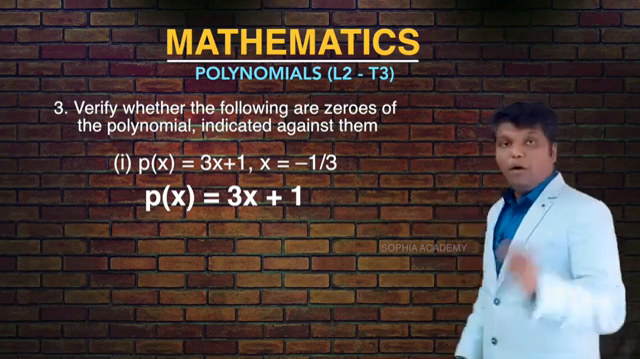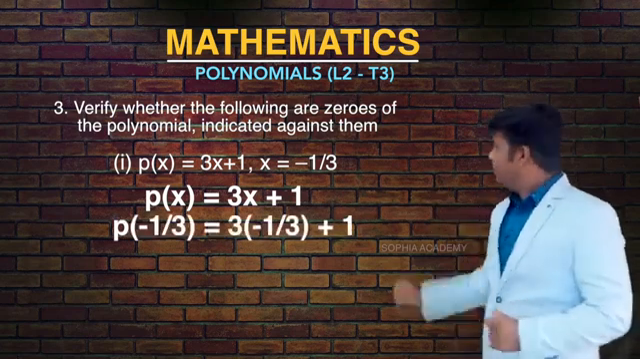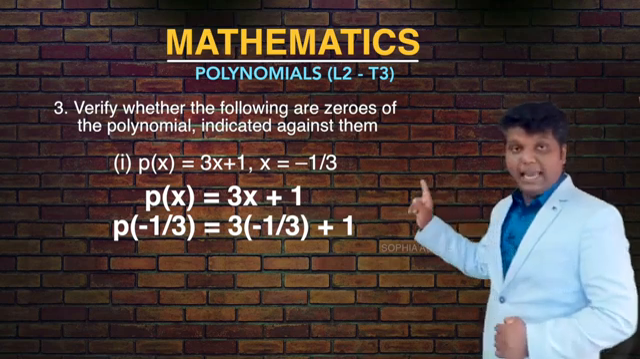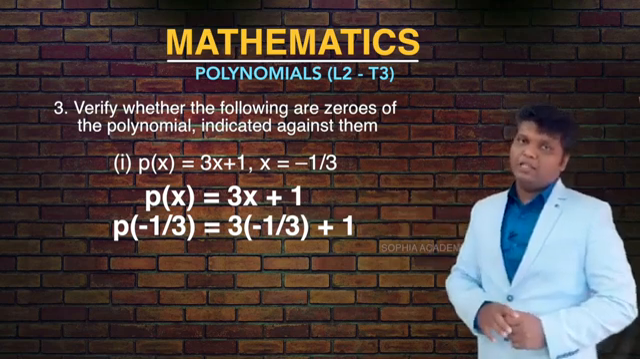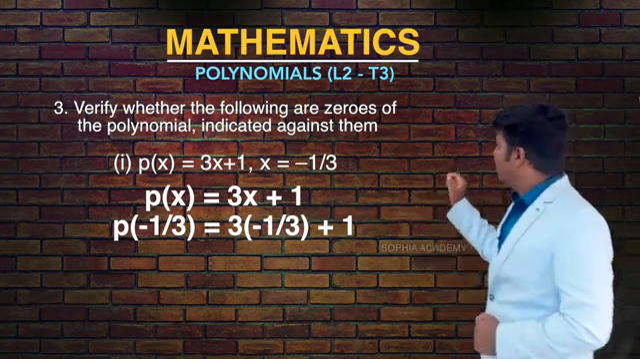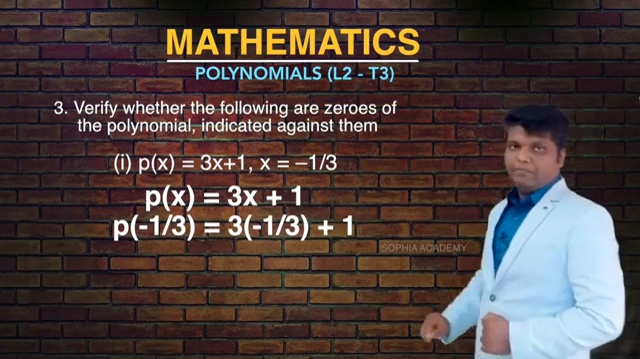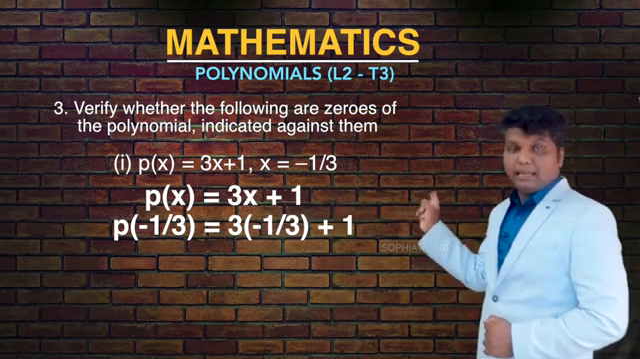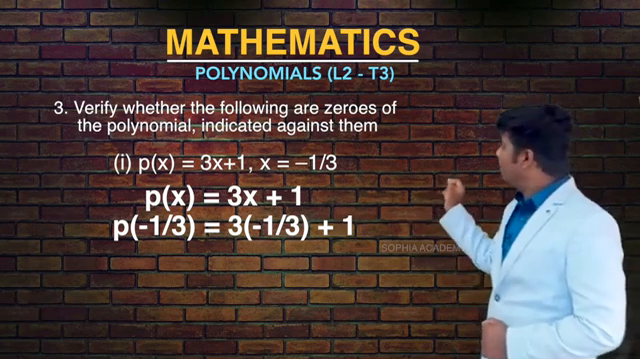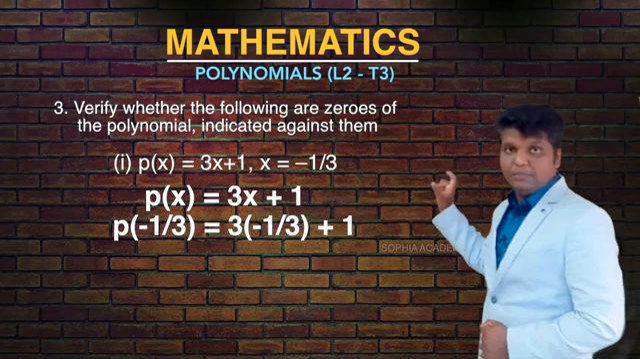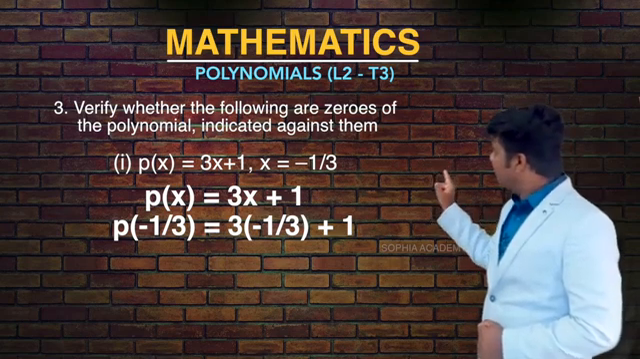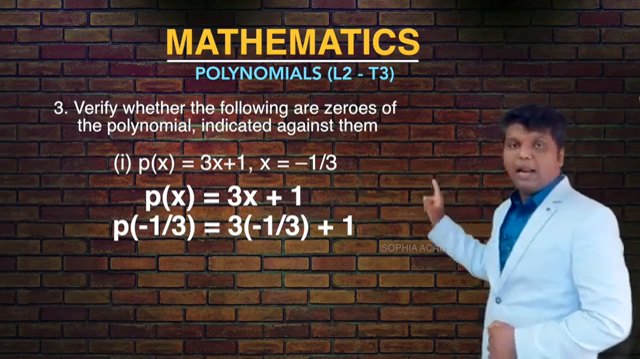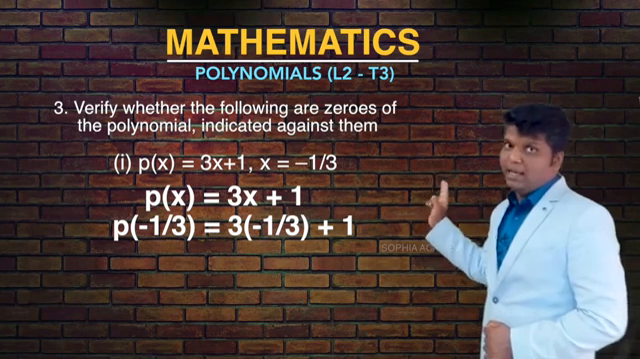Now P of minus 1 by 3 is equal to, wherever you are seeing x, substitute the value minus 1 by 3. So 3 into minus 1 by 3 plus 1. Here 3 and 3 will get cancelled because they lie in the same term, right? In this particular term, one 3 is on the numerator part, another is on the denominator part. So you can cancel them.